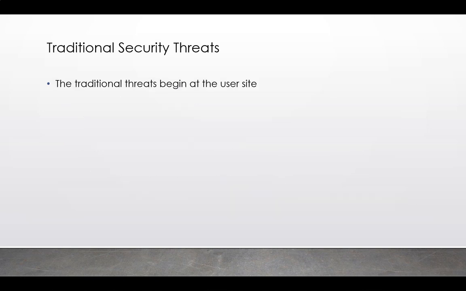The traditional threats begin at the user site. The user must protect the infrastructure used to connect to the cloud and to interact with the application running on the cloud. This task is more difficult because some components of this infrastructure are outside the firewall protecting the user.